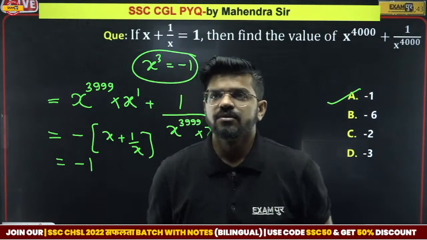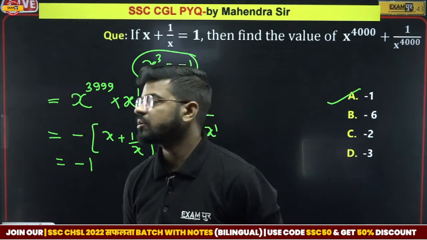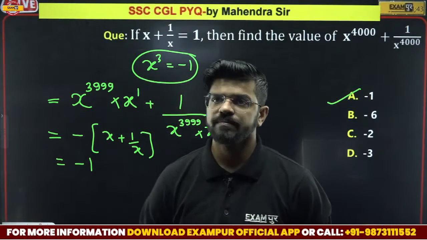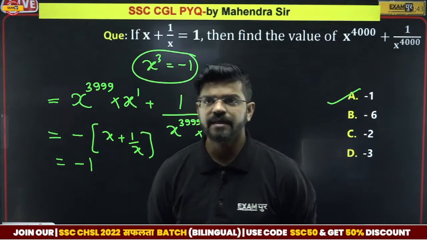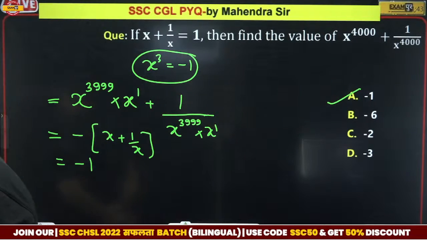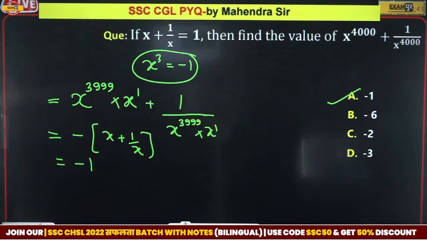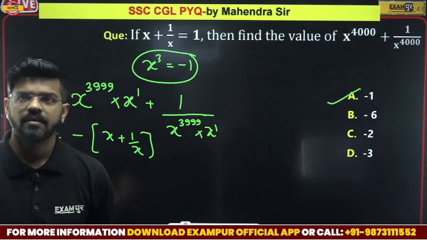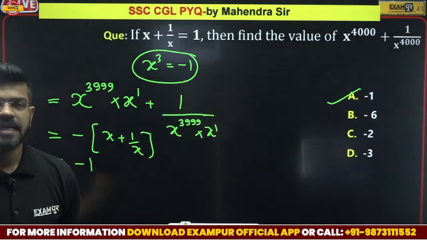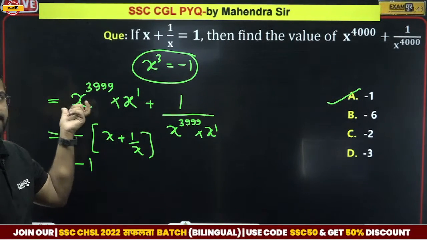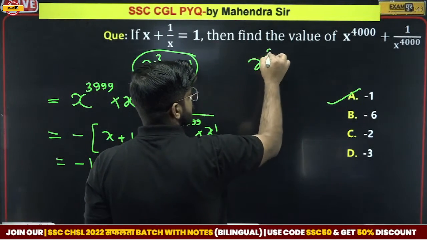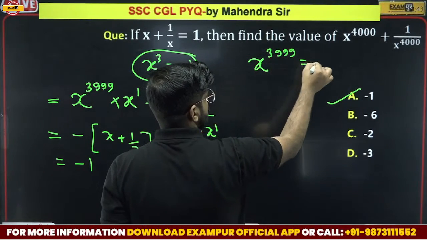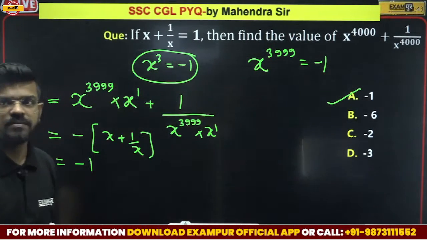Is it clear? We will get minus 1 here. How are you getting 7 minus 1? Is it clear to everyone? So here this number, x to the power 399, will give me what? Minus 1. Okay, this will give me minus 1.